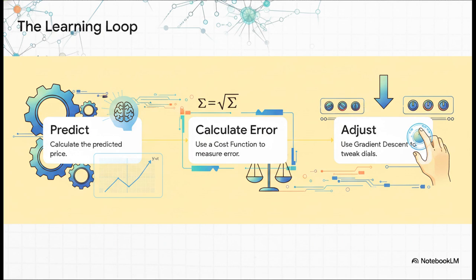I promise you, it doesn't happen by magic. It happens through a highly structured, repetitive 3-step loop. Step 1, make a prediction, which we call y-hat. Step 2, calculate the error using a cost function. And step 3, adjust those dials using a process called gradient descent.